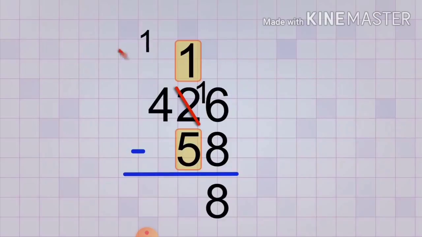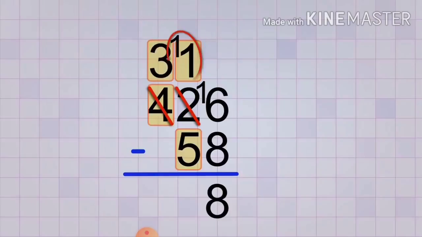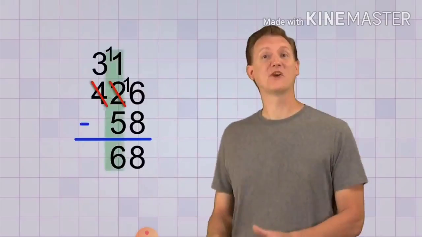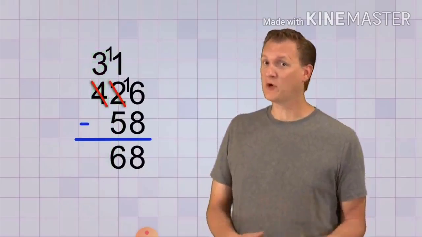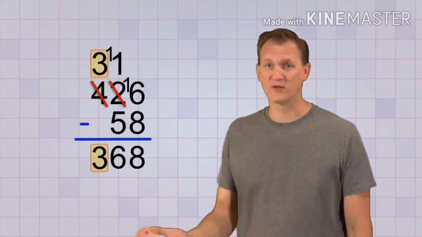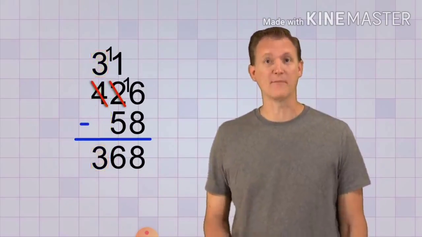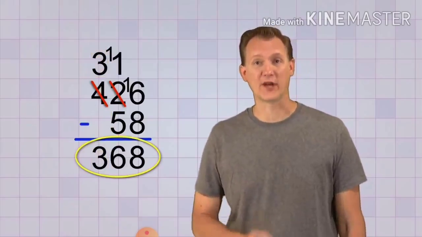We borrow a 1 from the next number place over, which means that digit will change from a 4 to a 3. Then we put the 1 in front of the borrowing digit, which will make it 11. Now we can do the subtraction for that column. 11 minus 5 equals 6. And the last column's easy. We bring that leftover 3 down to the answer line because there's nothing there to subtract from it. And that means 368 is our answer.